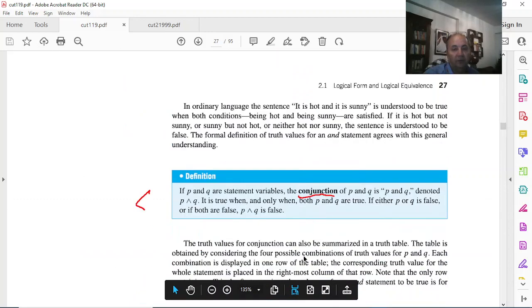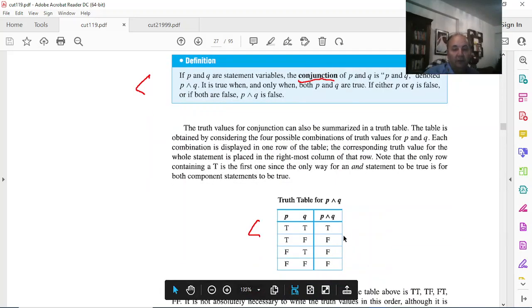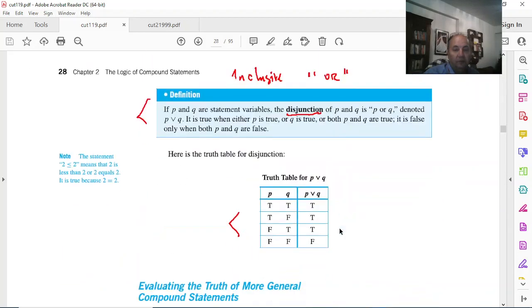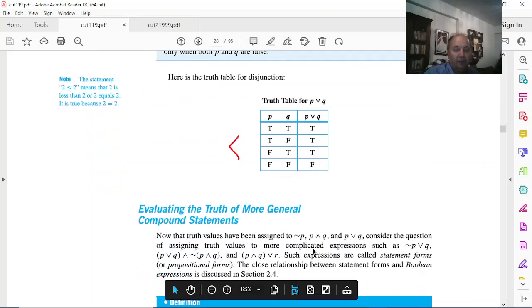Very simple. Conjunction is AND, you know that. The only case that is true in conjunction, or AND, is when both of them are true, then we can say it is true. All other cases are false. We need true, true, and true. Inclusive OR, we will see the exclusive OR called disjunction at the same time. This is the OR. We have triple true and only one false, when both of them are false, then we get the false sign here.